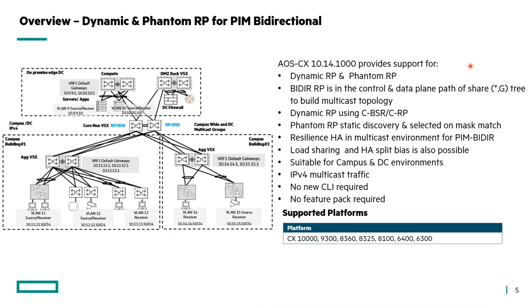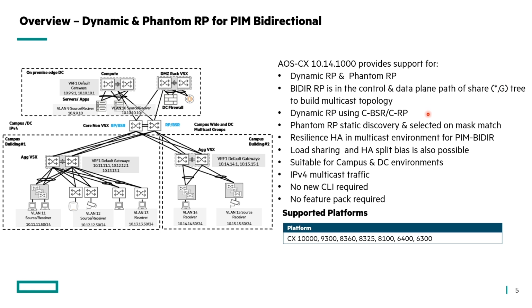Now in AOS 10.14.1000, we now support dynamic and phantom RP. Now remember that the bidirectional RP is in both the control plane and the data plane of the shared star, G tree to build a multicast topology.